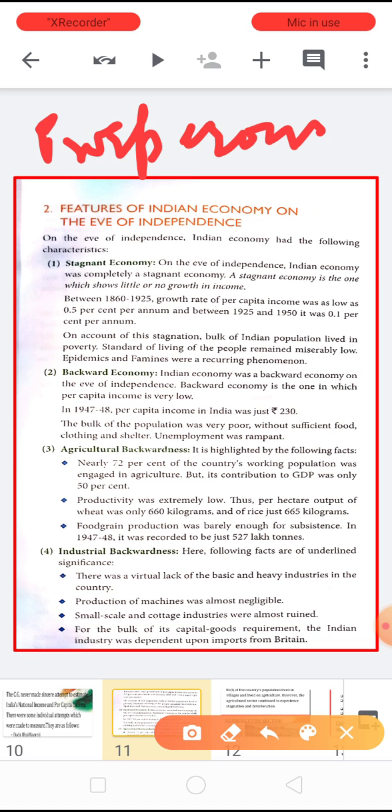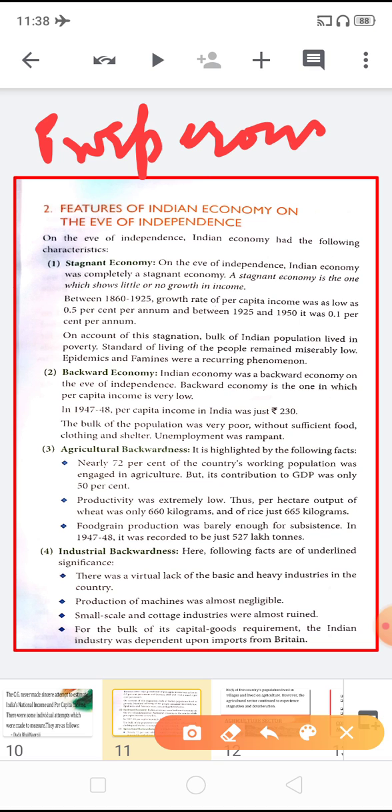Children, agriculture was basically the main source of livelihood for most of the people, and it engaged about two-thirds of the country's population. As you all know, agriculture was the main source of livelihood for most of the people in ancient times. Therefore, a large percentage of the population is engaged in agriculture. That is why it is called an agrarian economy.